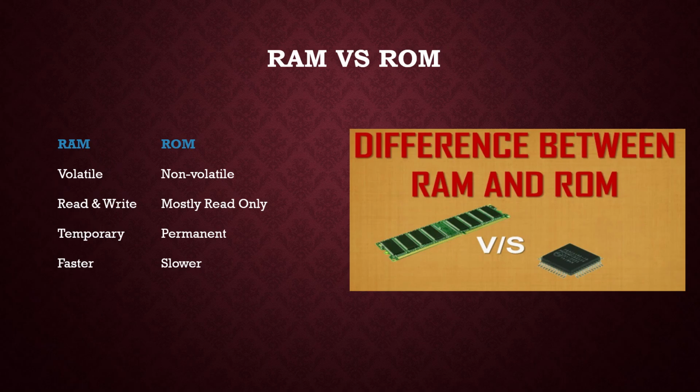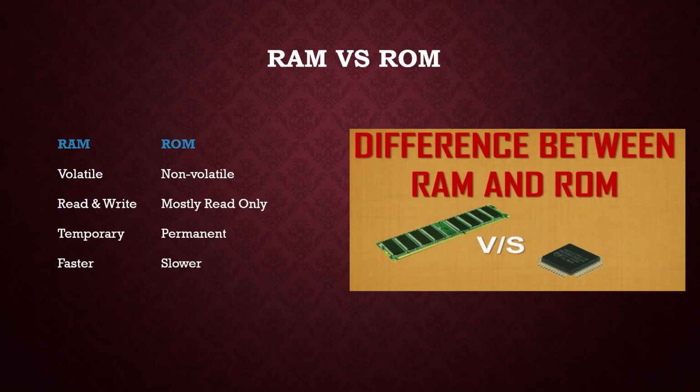The difference between RAM and ROM: one is random access memory, and the other is read-only memory. In RAM, all the data in the memory gets deleted when the power is switched off, whereas ROM is non-volatile. In RAM, both read and write options are available, but in ROM, the full name is read-only memory, so as per the name, it has only the read option.